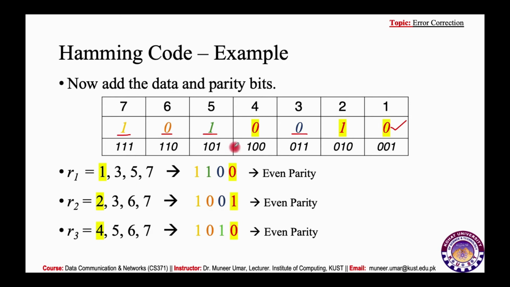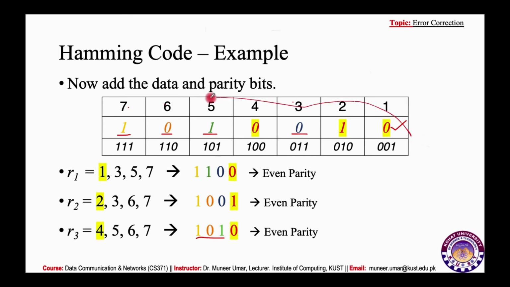Then for R2, we will look into the values of 3, 6, 7. 3, 6 and 7, and put the bits here, 1, 0, 0. This is 1, then 0 and 0, and then adjust its parity to make it even parity. So for R2 we are giving 1, so if we put 1, then it would be even parity. Now the number of ones here is even, and we put R2 equal to 1. After that, for R3 we are looking into 5, 6 and 7. So the bits for 5, 6 and 7 are 1, 0 and 1. So these are already even. No need to put 1 here. So we are giving 0 to R3.